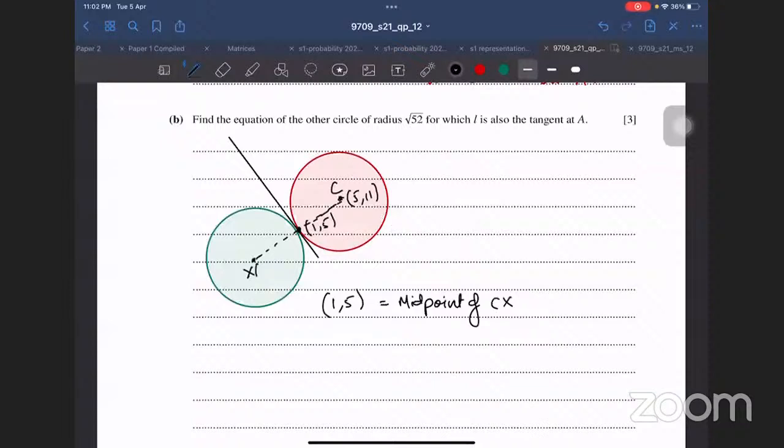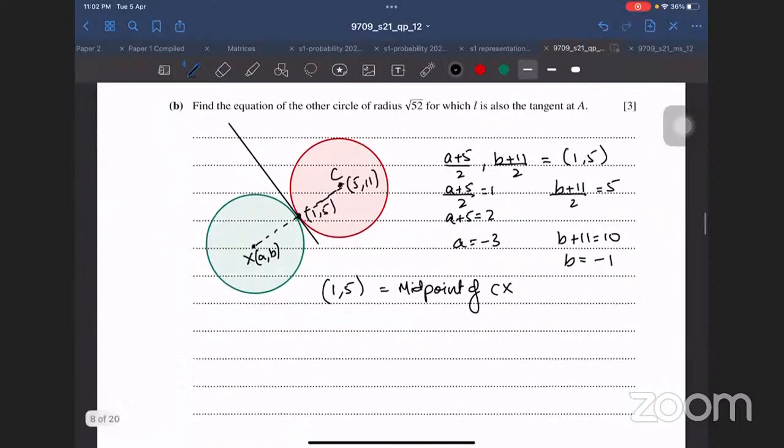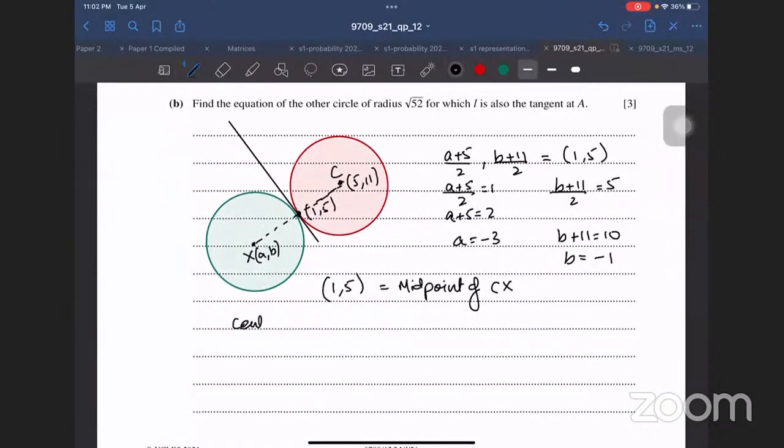I'm going to say that it has the coordinates a comma b. So (a plus 5) divided by 2 and (b plus 11) divided by 2 should equal 1 comma 5. A plus 5 over 2 should equal 1. B plus 11 over 2 should equal 5. A plus 5 is equal to 2. A equals minus 3. B plus 11 equals 10. B equals minus 1. So the center is minus 3 comma minus 1.